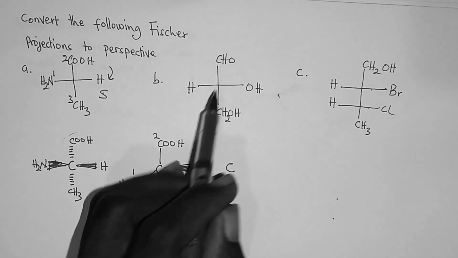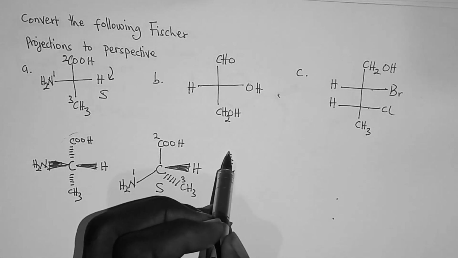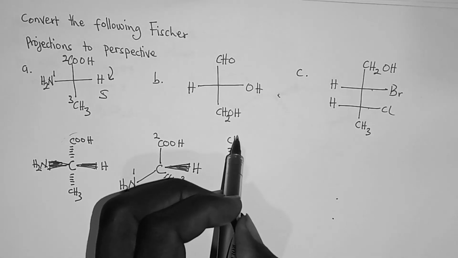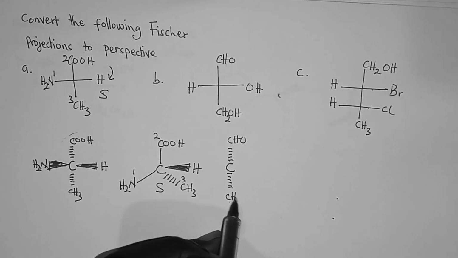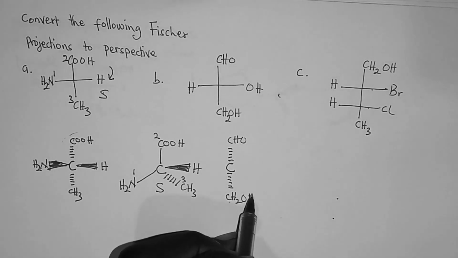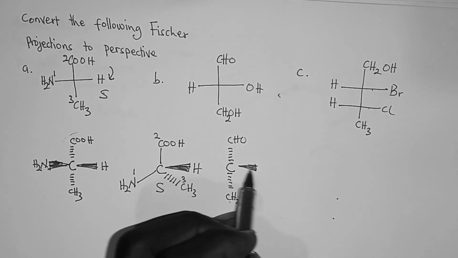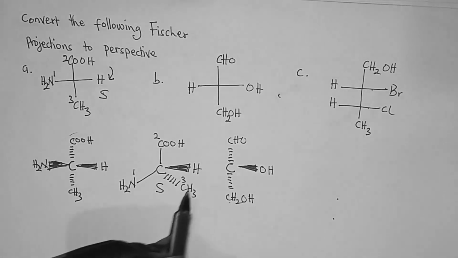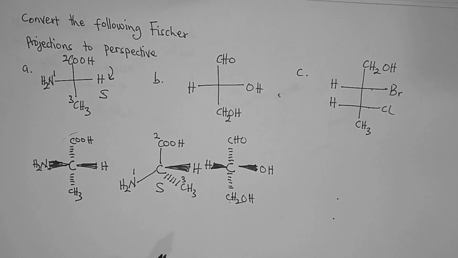So as usual, the groups on the vertical line are those pointing away. So we'll put them on the dash bond. Here's the CHO, and then this side is also a CH2OH, and then this group is pointing towards us. So the OH is here, and then this one too is also pointing towards us. The proton is also here. So let's go ahead and draw the perspective form of the molecule.